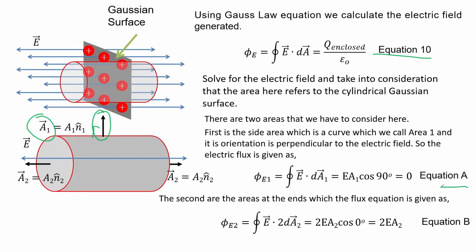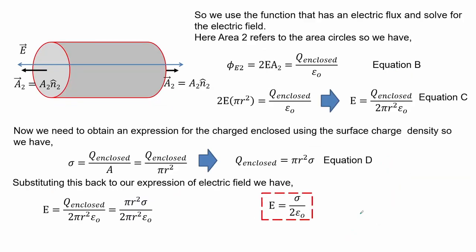The second are the areas at the ends, which the flux equation is given as B. Note that both areas have the same angle with respect to the electric field, hence we simply multiply it by a factor of 2. So we use the function that has an electric flux and solve for the electric field. Here area 2 refers to the area circle, so we have equation C.